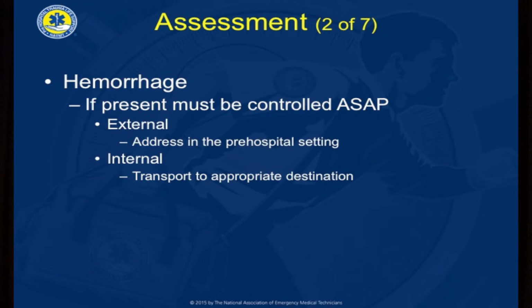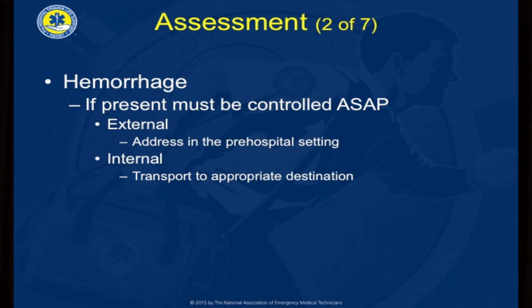So hemorrhage, if it's seen, must be controlled immediately. External hemorrhage, which we should see or look for, needs to be addressed with direct pressure, or consider tourniquets early, especially for your limb arterial bleeds. Internal bleeding may not be seen right away, but we should certainly look for the signs and symptoms.